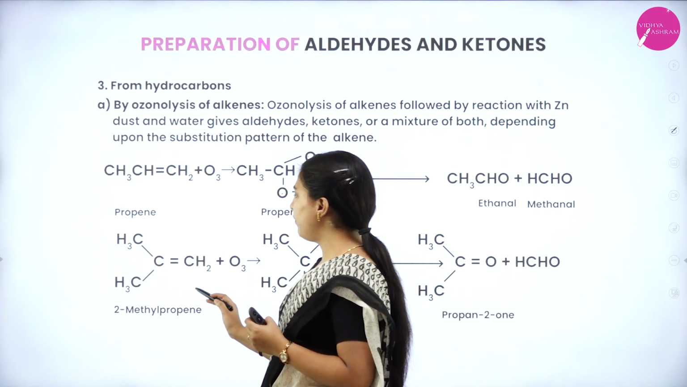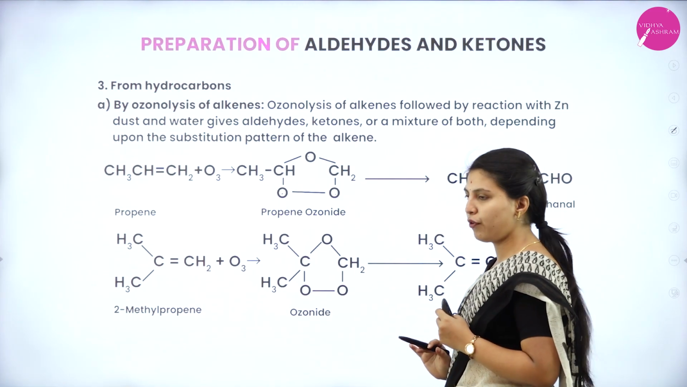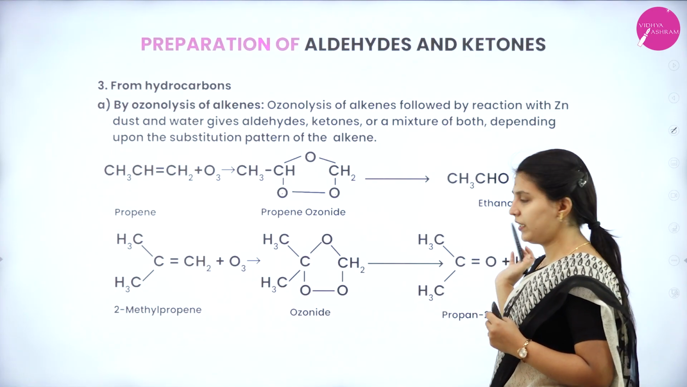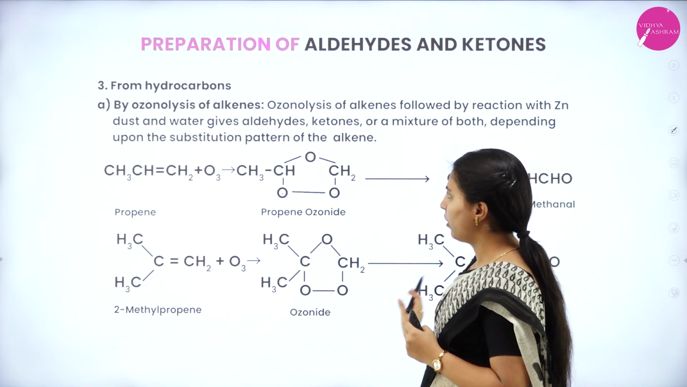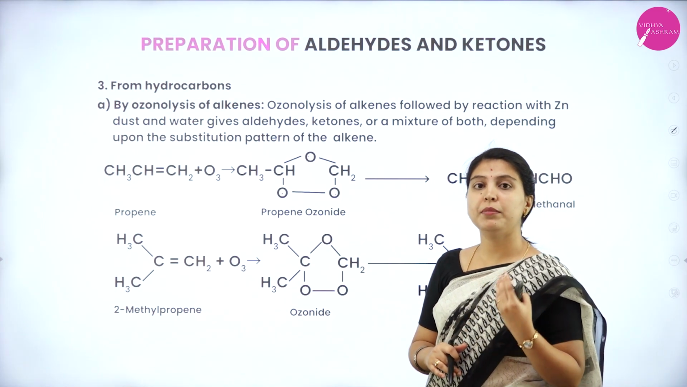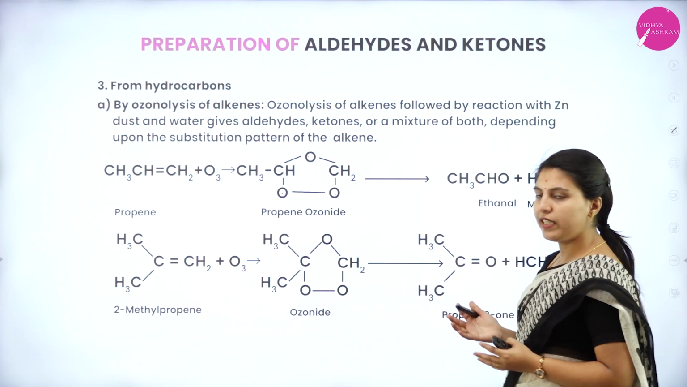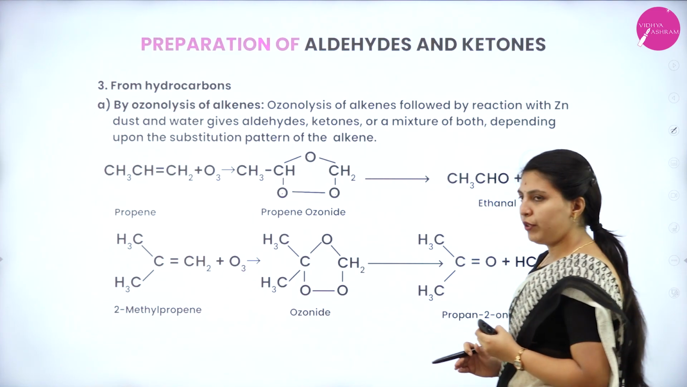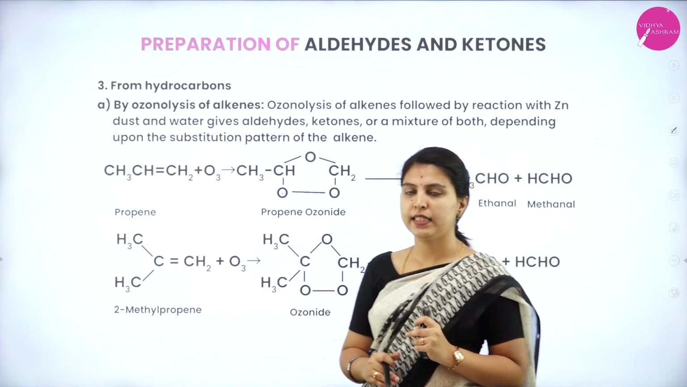Here methyl propene we have taken, which is an alkene, treated with ozone. Here also an ozonoid structure will form. It will form propanone and formaldehyde. Here the mixture of ketone and aldehyde may be seen. Okay, as they have told, ozonolysis may give only aldehydes or only ketones or a mixture of aldehyde and ketone. In the first reaction, using propene, only aldehydes you may expect, that is ethanal and methanal. In methyl propene, you may expect propanone and formaldehyde.